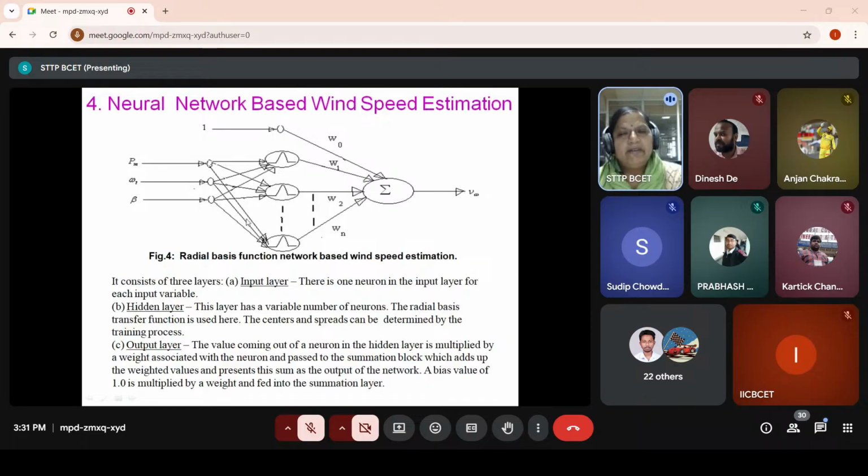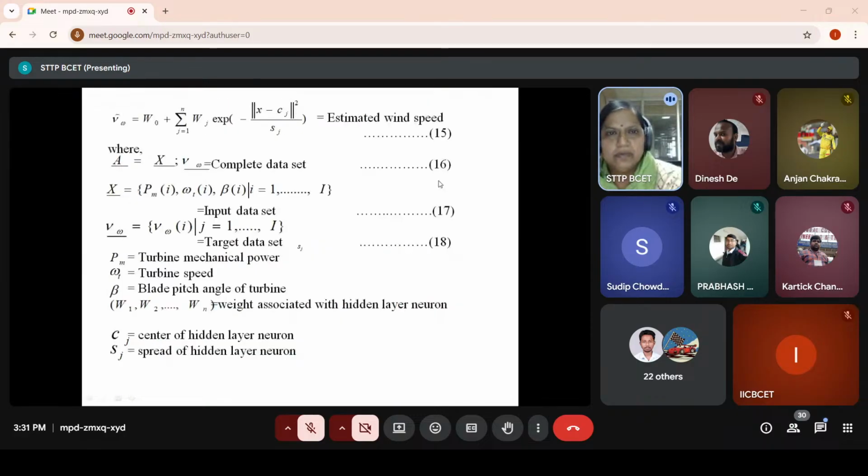Finally, the artificial neural network, taking into account the radial basis function, was trained in a proper manner. After being trained in an offline mode, it was run in an online mode such that if you give any combination of PM, omega t, beta, you will get the exact, or rather approximate, value of VW. This is what was done in this whole work.